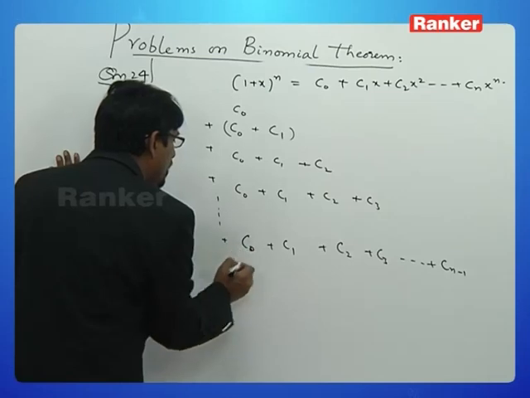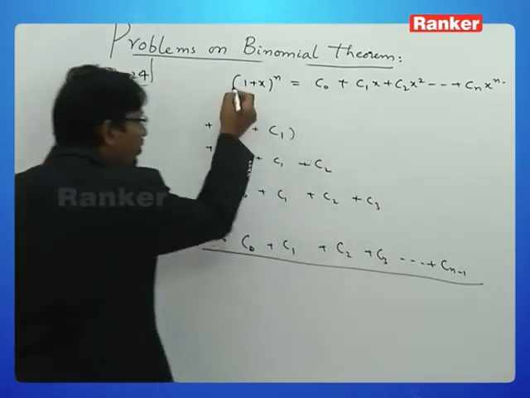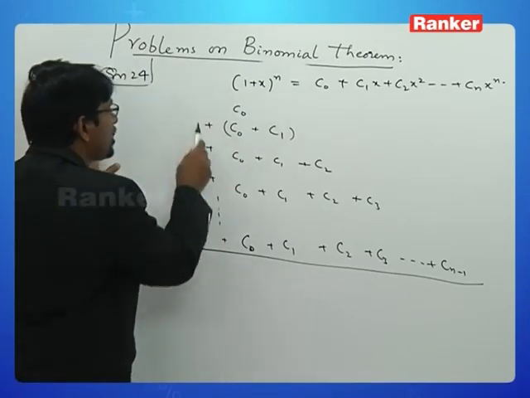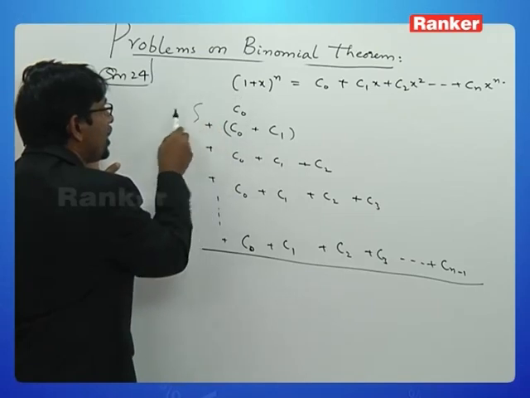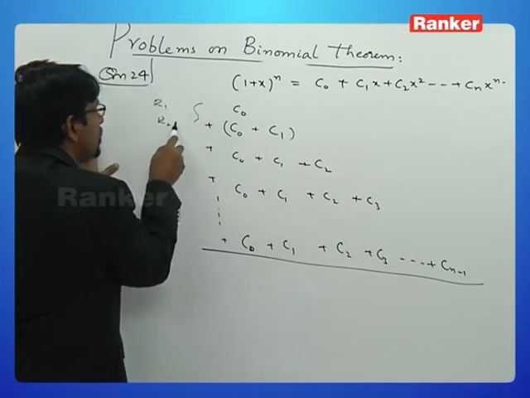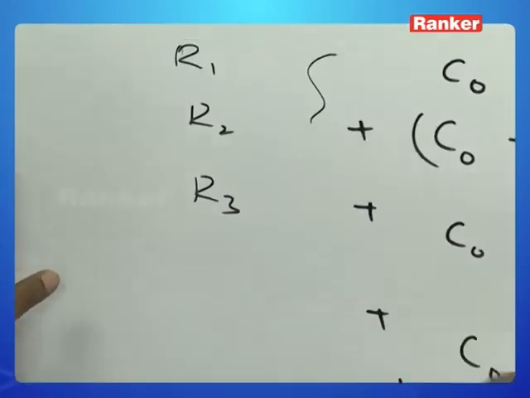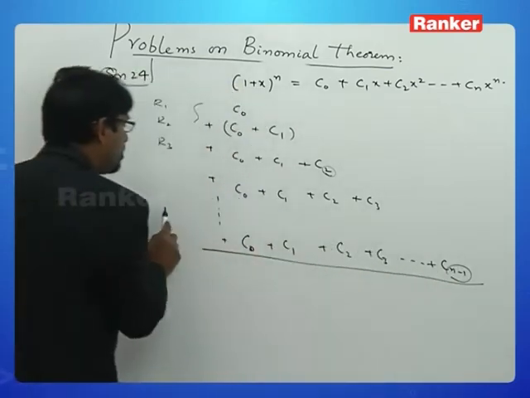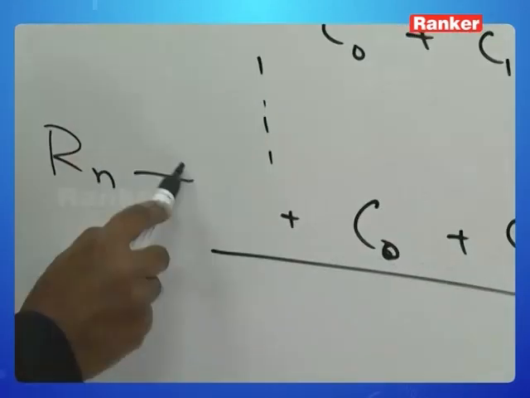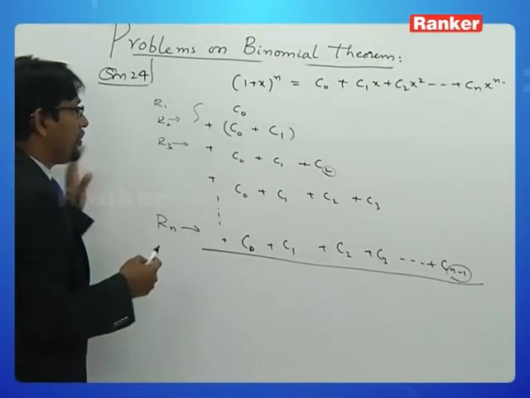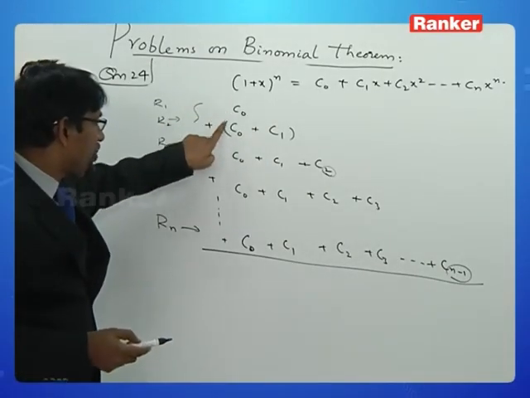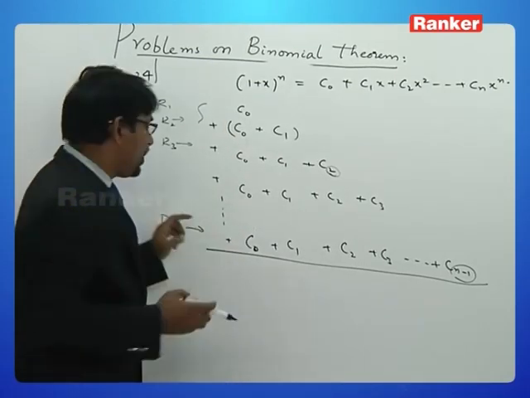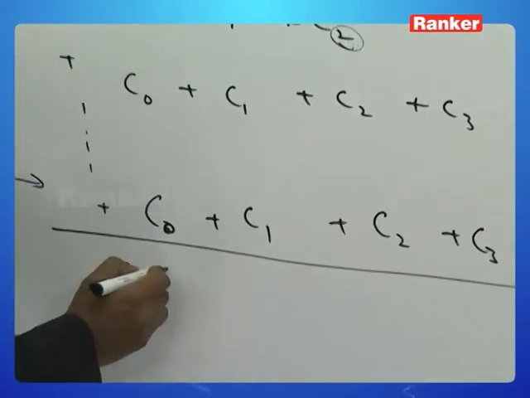Now let us add the terms column wise. How many such rows have been filled up? This is row 1, row 2, and then row 3. When it is ending with c2, we are having row 3. When it is ending with cn minus 1, it should be row n. So n rows are there. Observe that c naught is appearing in every row in the first column. So when you add it up, how many times is it getting added up? n times. So n into c naught.